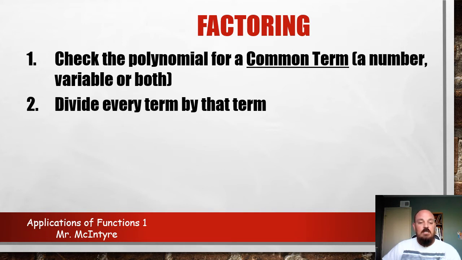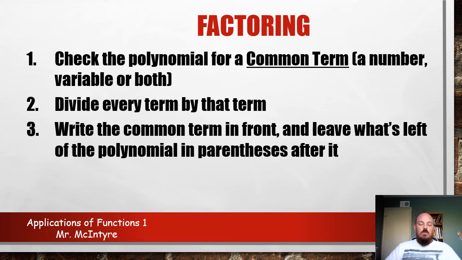So what you're going to do is divide every term in the polynomial by that common term. So remember, we're doing the distributive property backwards. When you multiply, you're putting that number out in front of the parentheses into the parentheses. If you're working it backwards, you are dividing to take that number back out. Then once you divide it out, you write that common term out front, and then you leave what's left over inside the parentheses.